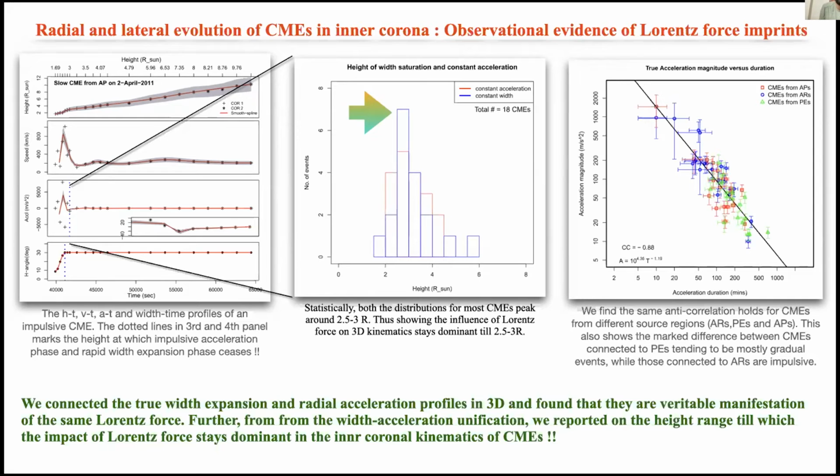And that is seen in the second plot. If you see here, we have plotted a height distribution of these two particular heights, and the histograms are largely overlapping, first of all. And secondly, we also see that for both these heights, they peak around the height range of 2.5 to 3 solar radii.